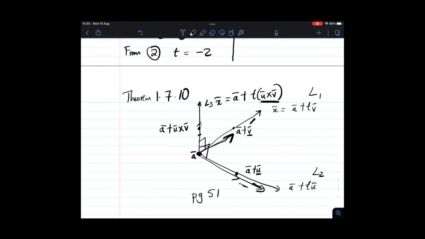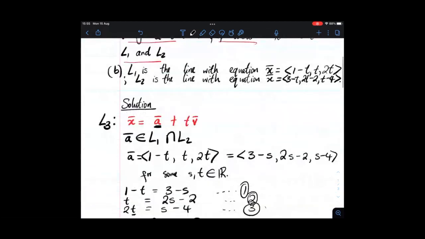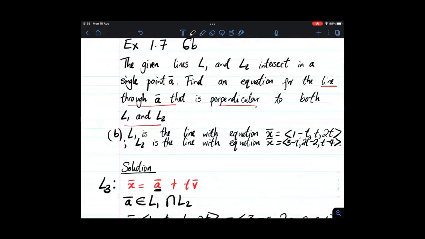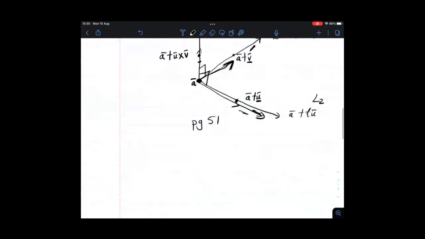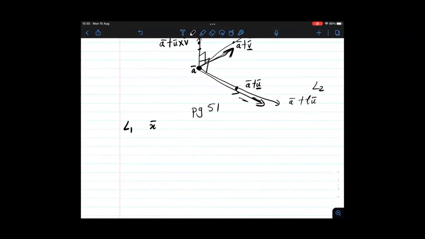So from there, what I need to do is to rewrite my L1 and L2 such that I'm able to see what is the direction vector for L1 and L2 respectively, right? So if I do that, I will see that L1 is such that we write an equation as (1, 0, 0) plus t times (-1, 1, 2).